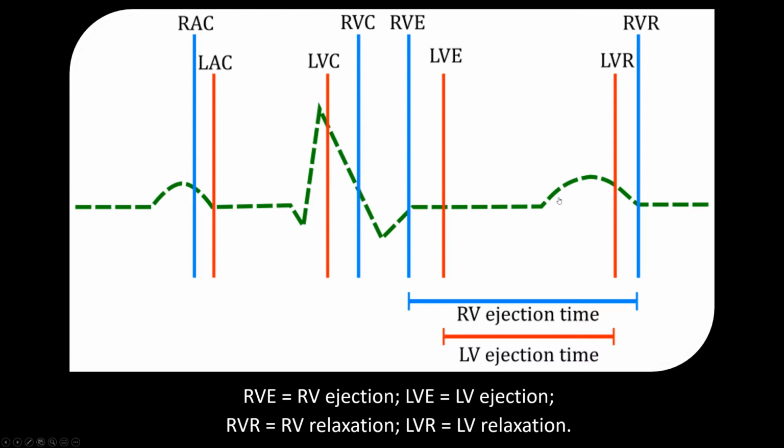It is thus able and allowed to contract for a longer duration before the pressure it generates falls below the pulmonary pressures. In summary, the RV ejection time exceeds the LV ejection time for a short duration, and in that small space, the RV pressure can exceed the LV pressure.